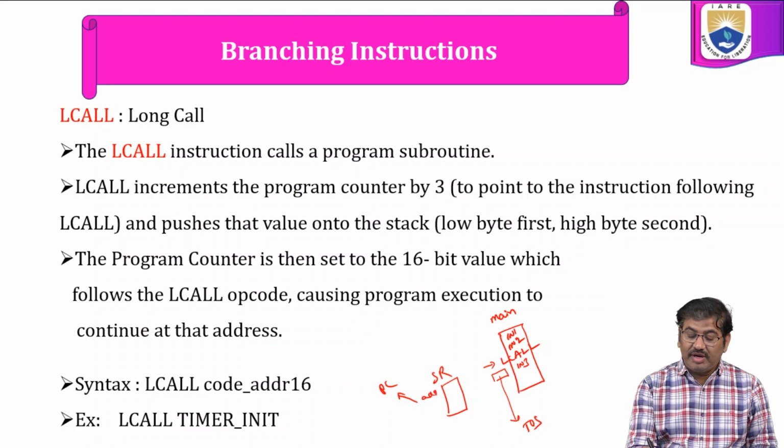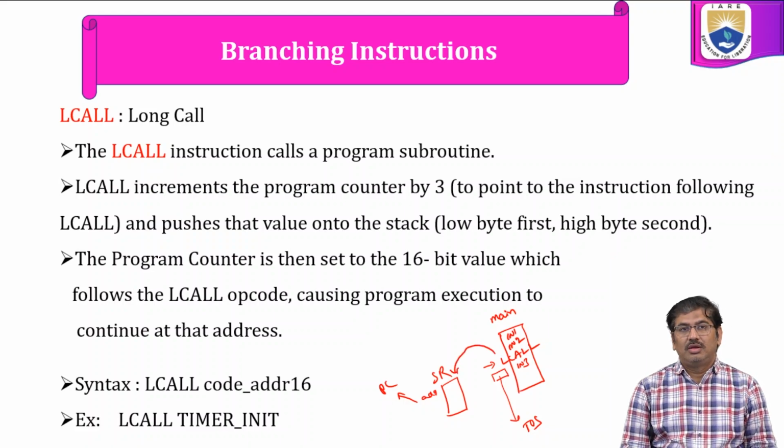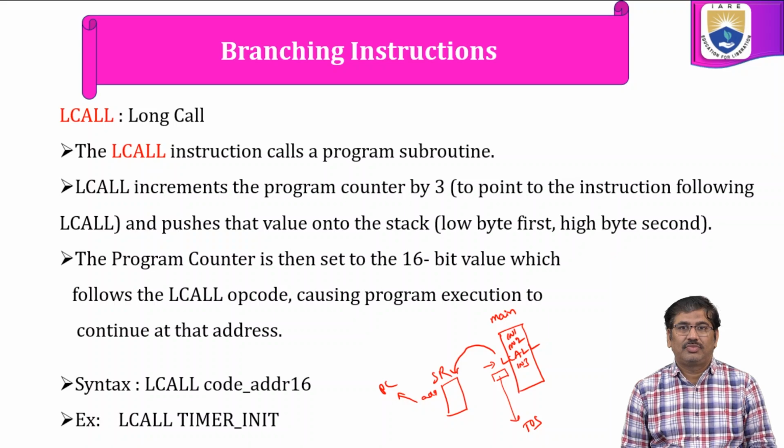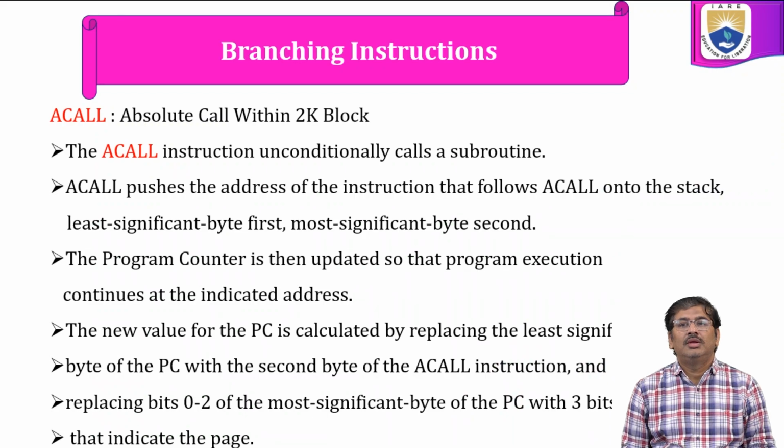Then the control will be transferred from the main program to the subroutine. After executing the entire subroutine, again we will move back to the main program. So in LCALL, you can specify the address of the subroutine with a 16-bit address. That was LCALL.